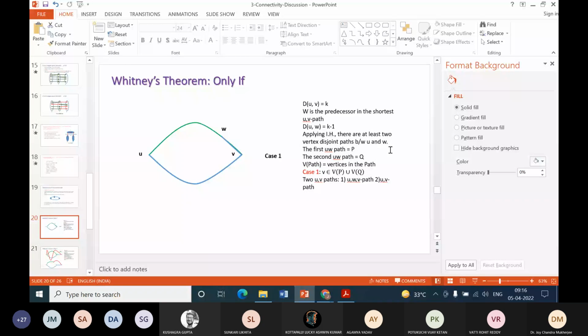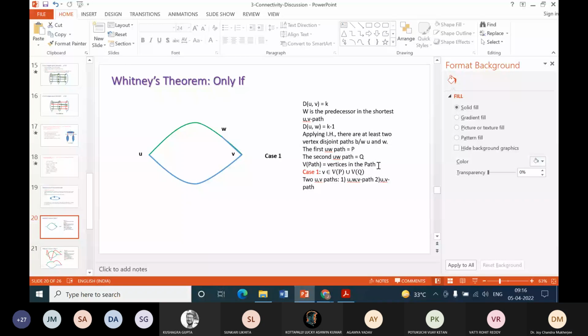Now the thing is, एक path होगा U to W this, another path is U V W. Okay, and it is possible in the first case. So here we use a notation V of path. V of path means all the vertices that are in the path.